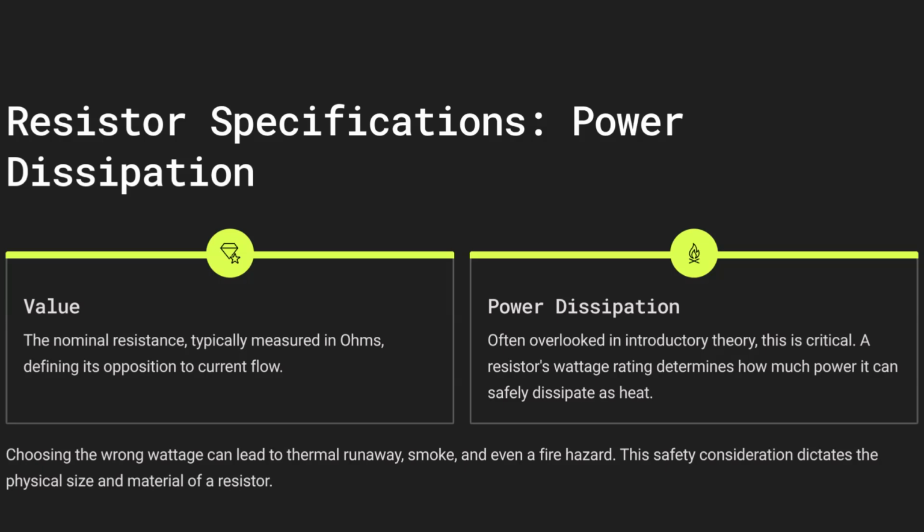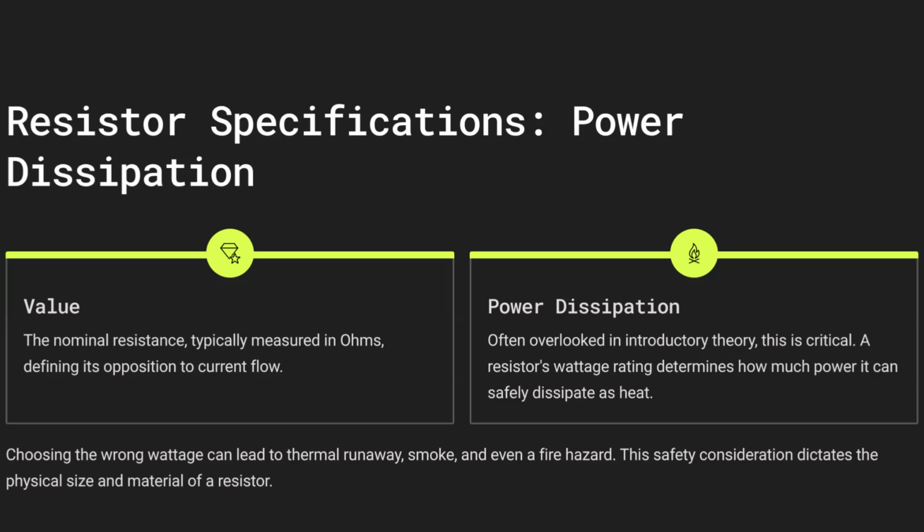In introductory theory, we often just ignore this. We assume the resistor can handle any load. But the workshop really stressed this is a major, important concern in any real-world circuit. It is. And here's where the rubber meets the road. If the theory ignores it, what happens in practice? I mean, does choosing the wrong wattage just mean poor performance? I'm guessing it's worse than that.